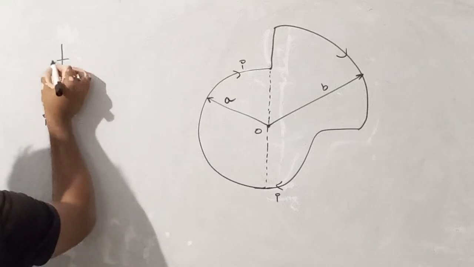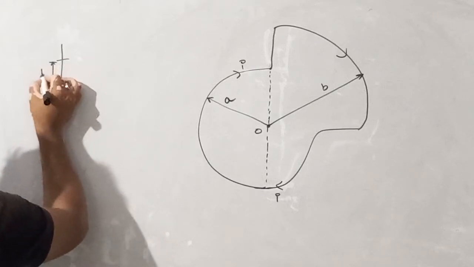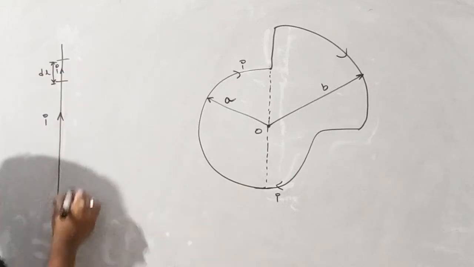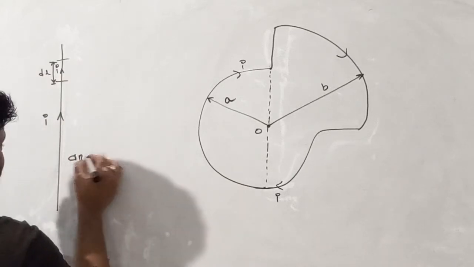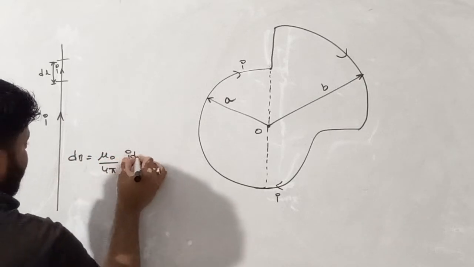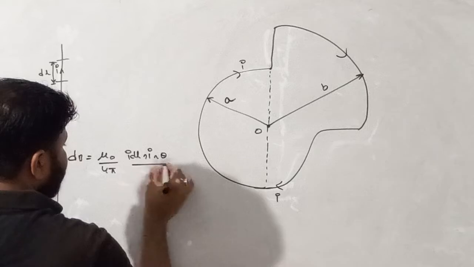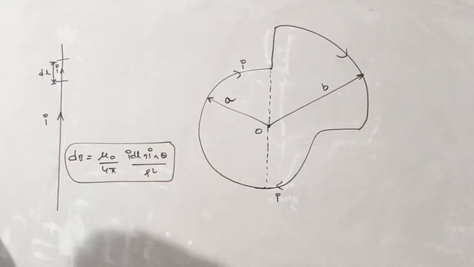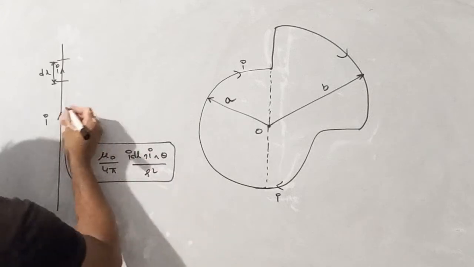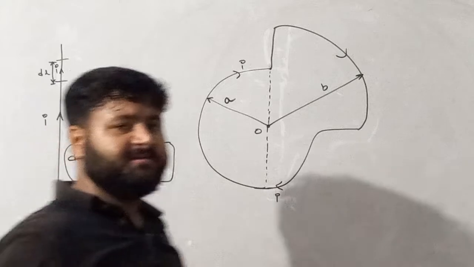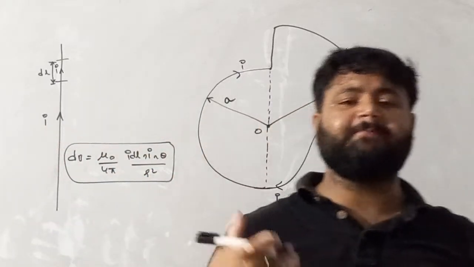Let's suppose I am taking the current element here. It is dL, and in this wire current I is flowing. So we know Biot-Savart's law is dB equals mu naught upon 4 pi, I dL sin theta over R square. This is the formula of Biot-Savart's law. Now see, theta is the angle between the current element and the line to the point where we want to find the magnetic field.